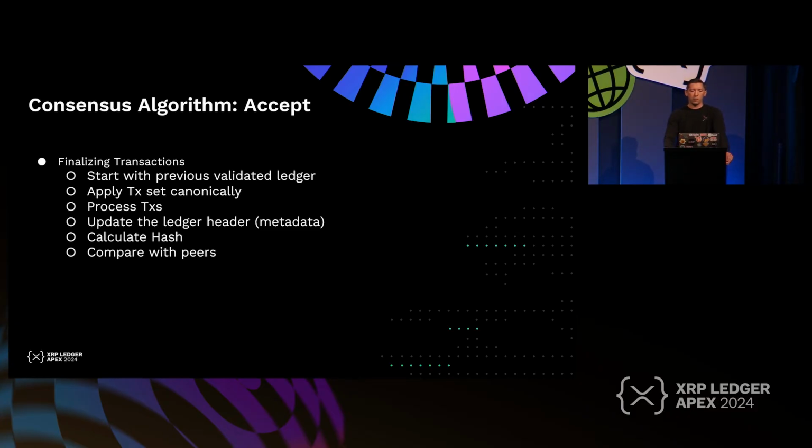We then update our ledger header with the appropriate metadata, such as the new ledger close time and the new ledger hash and other metadata. Then we'll calculate a new hash, and we will then compare this hash with our peers to ensure that we process those transactions and we came up with the same hash as the other peers.